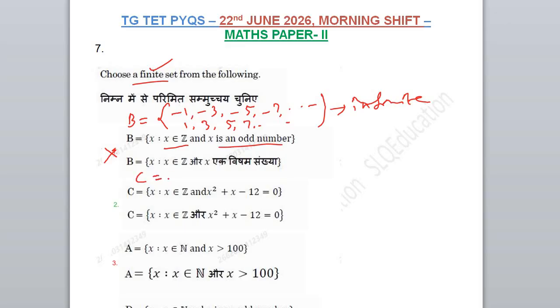What is given here? C is given as {x such that x belongs to Z, the set of integers, and x satisfies this condition}. So x is a member of Z, and at the same time x should satisfy this condition. So let us find the factors of x square plus x minus 12 equal to 0. Plus into plus gives plus, plus into minus gives minus, so the last term is minus. What are the factors of 12? 12 can be written as 4 into 3.